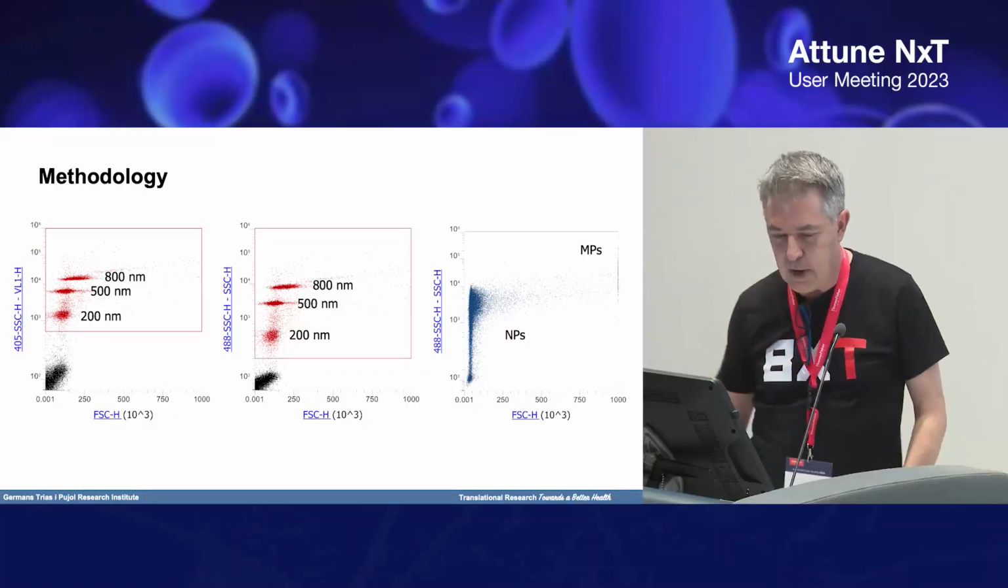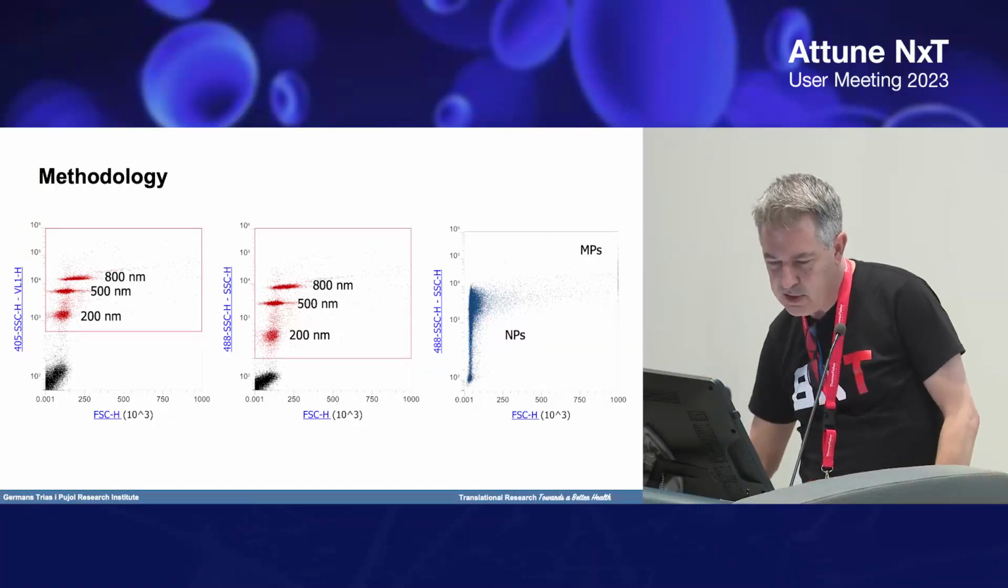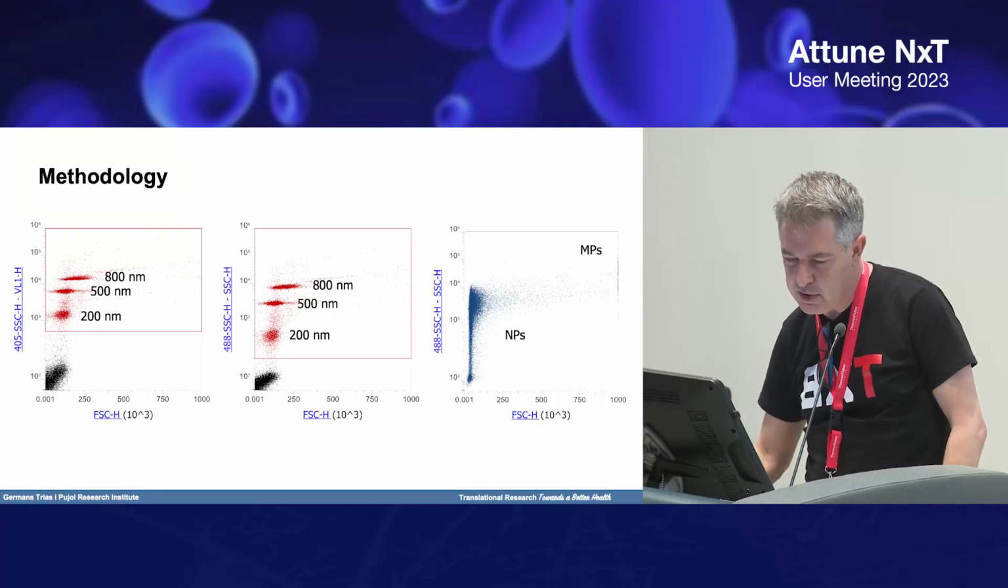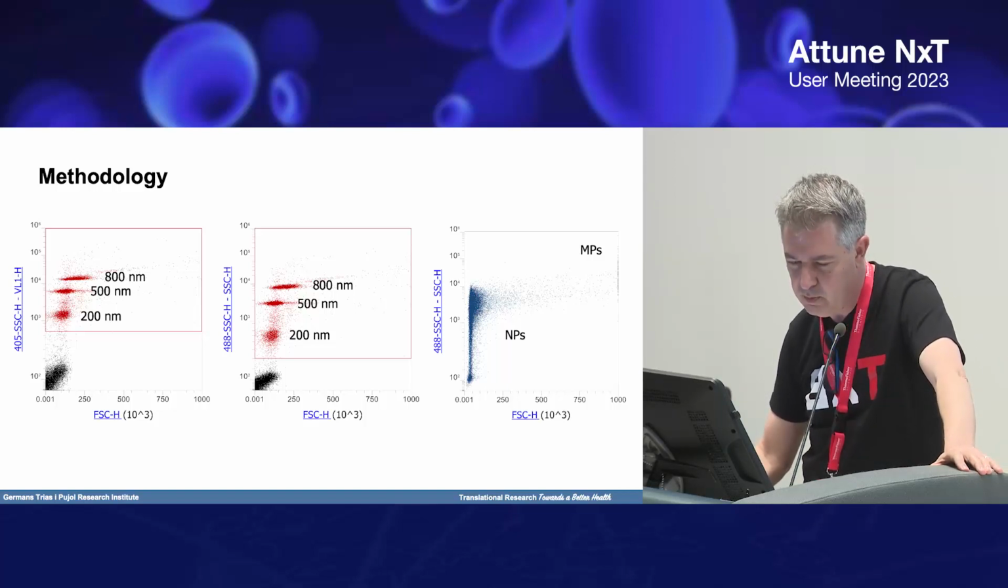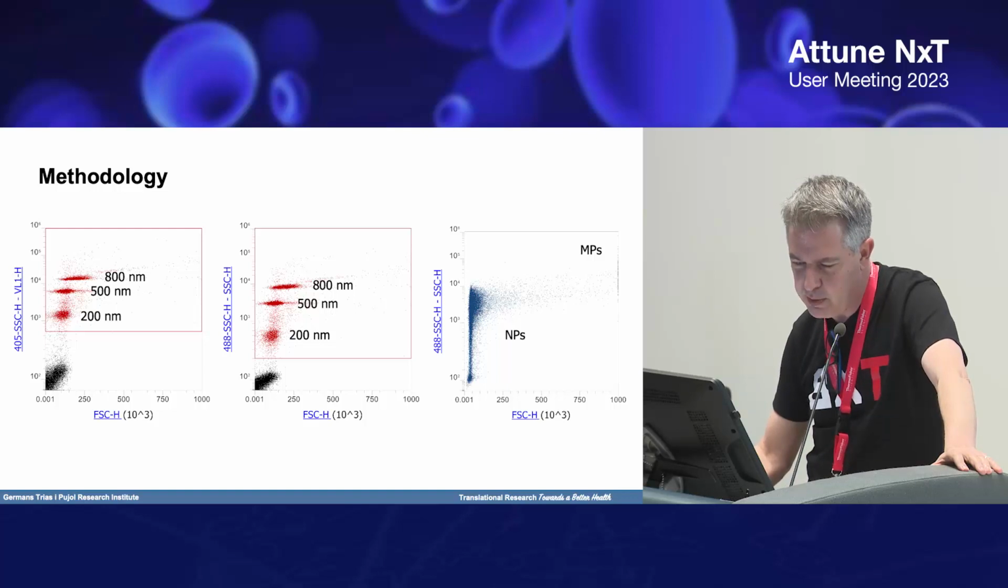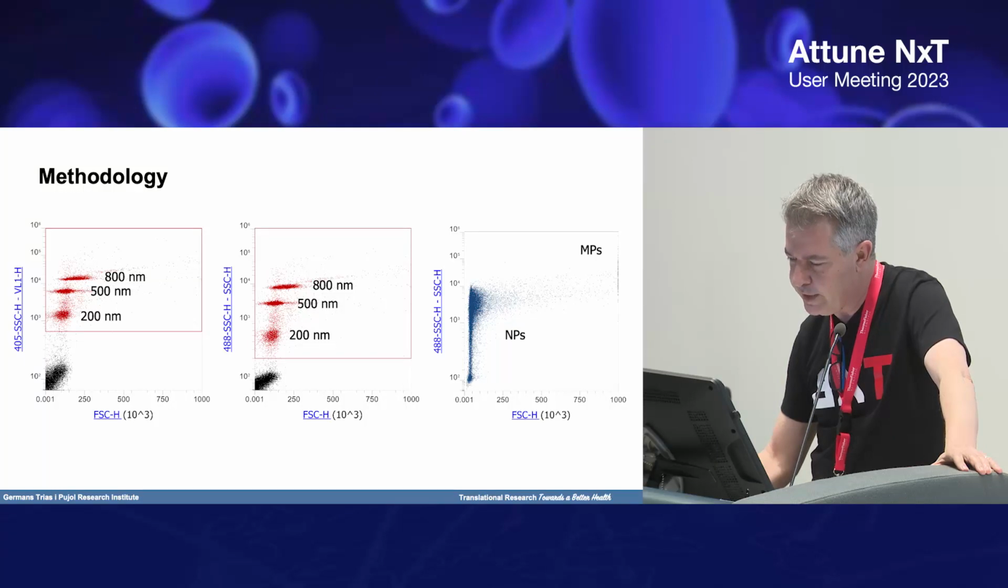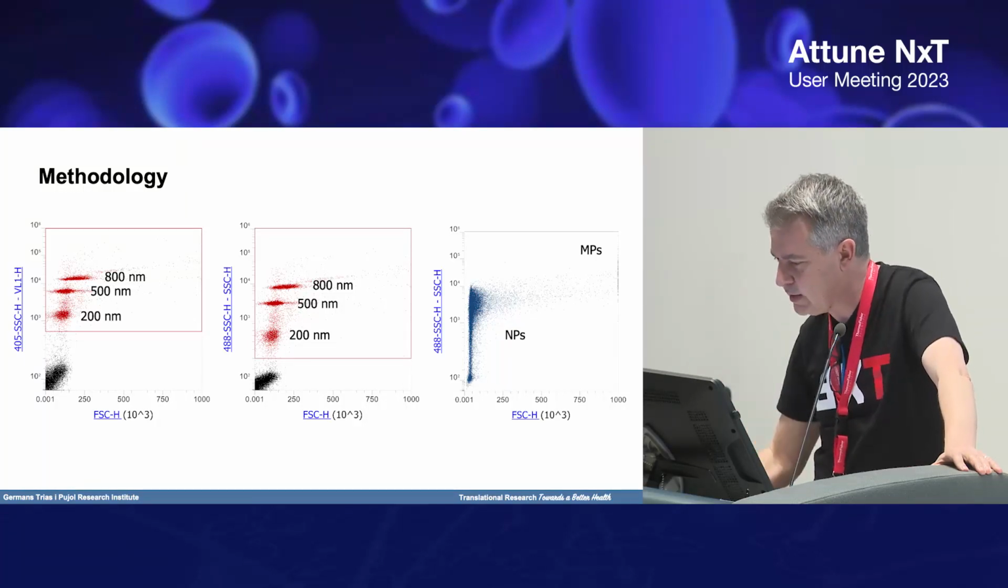Just to show you the basic methodology, this was done using the submicron beads from Banks Labs. You can see here the 200 nanometers, 500 and 800 nanometers, and the nice separation using the violet side scatter, but also the very good separation using the blue side scatter. And this is just to show you the presence of mainly nanoplastics.